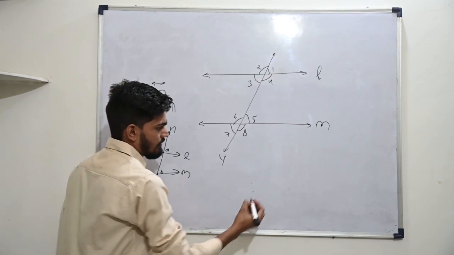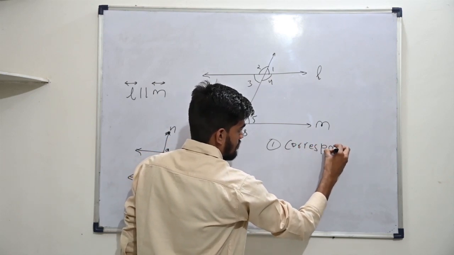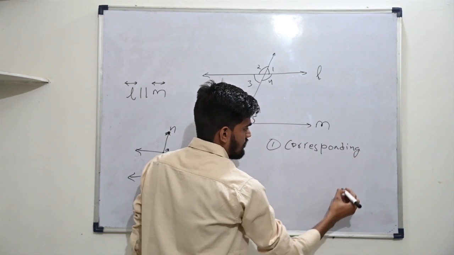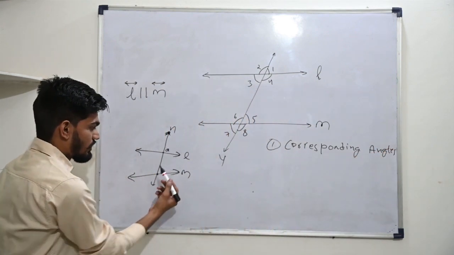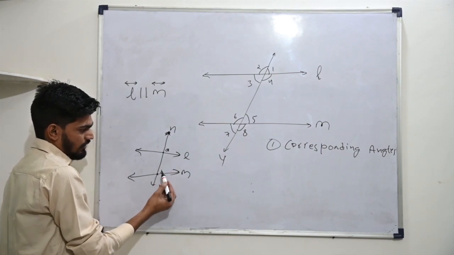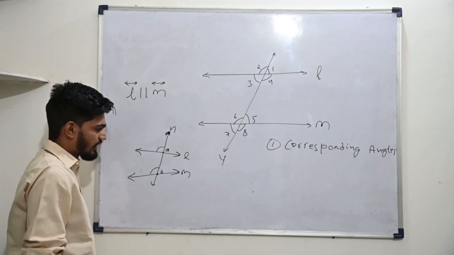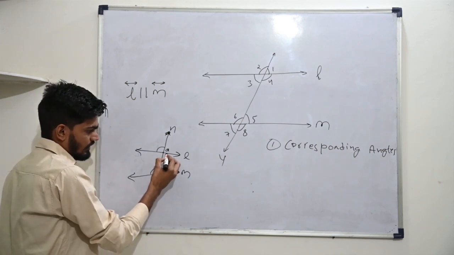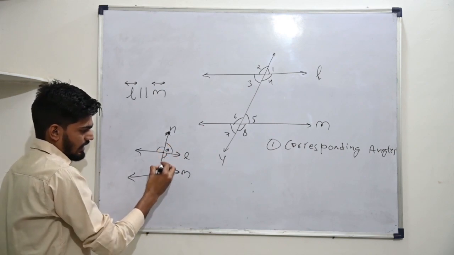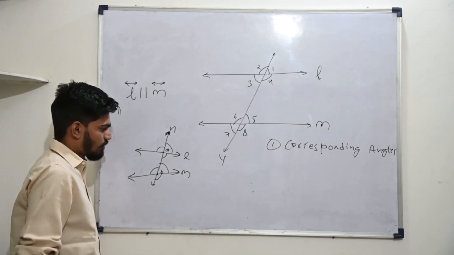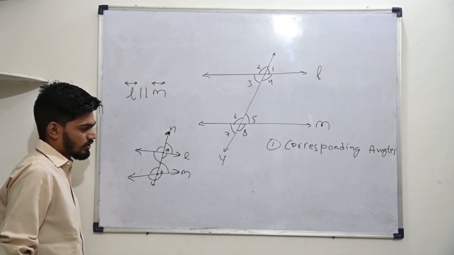So first that we have corresponding angles. Alright, let's have a look here. Corresponding angles, if we'll talk about this angle, they are a pair of corresponding angles. The same way, we can say this angle and this angle, another pair, this angle and this angle will also be corresponding angles, and the same way, this angle and this angle, they will be corresponding angles.